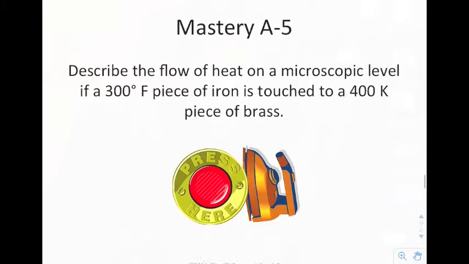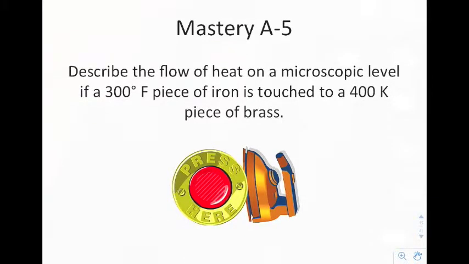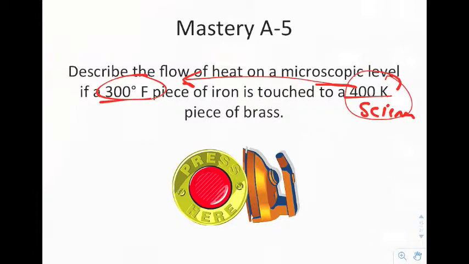It says describe the flow of heat on a microscopic level if a 300 degree Fahrenheit piece of iron is touched to 400 K brass. So the first thing you need to realize is that these two are not in the same system of measurement. Because of that, we're going to have to convert them so that they're the same. We want to stay in Kelvin because that's what we use in science. So I need to convert 300 degrees Fahrenheit.